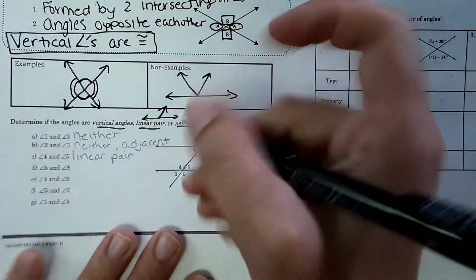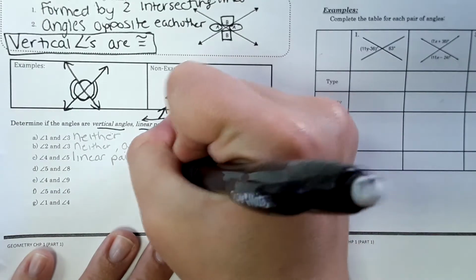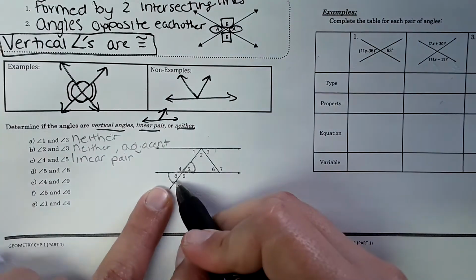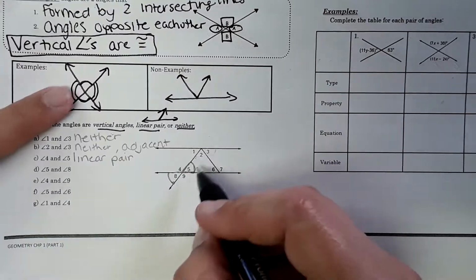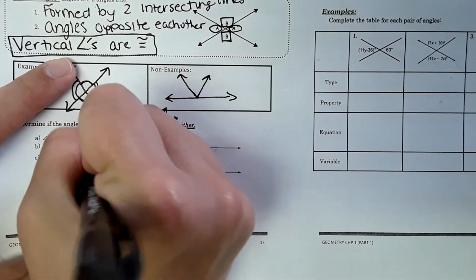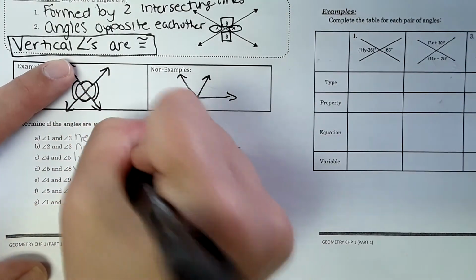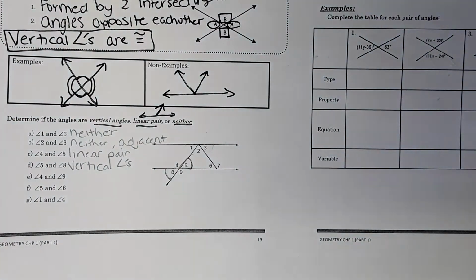Next pair is 5 and 8. So angle 5 here and angle 8. Those are vertical. They're opposite each other. They would have the same measure. So vertical angles. Right there. The next one, 4 and 9, see if you can figure it out.